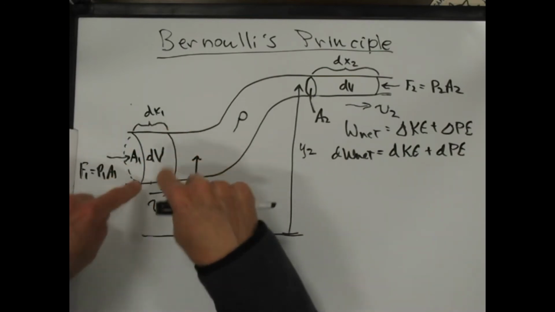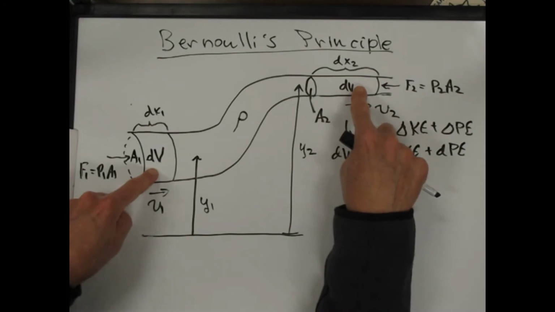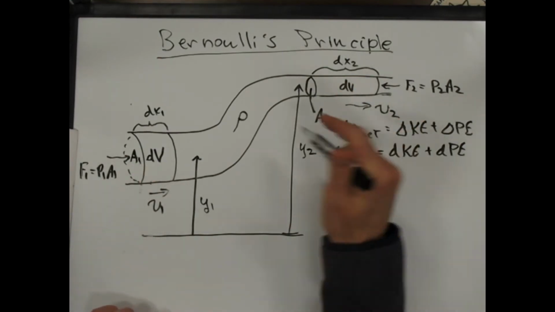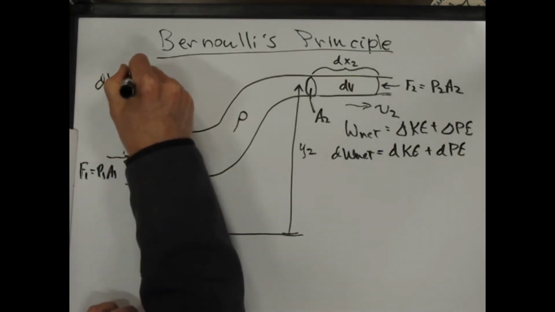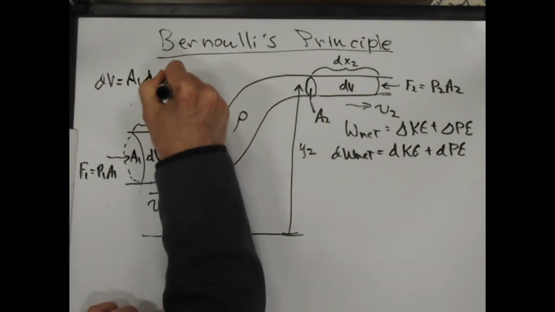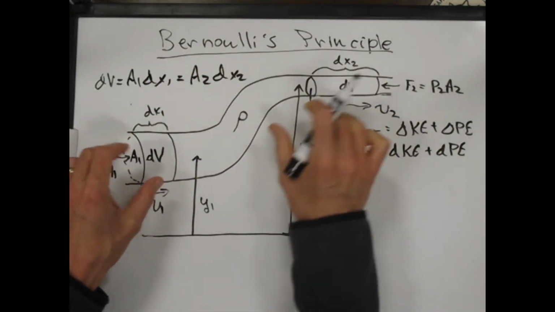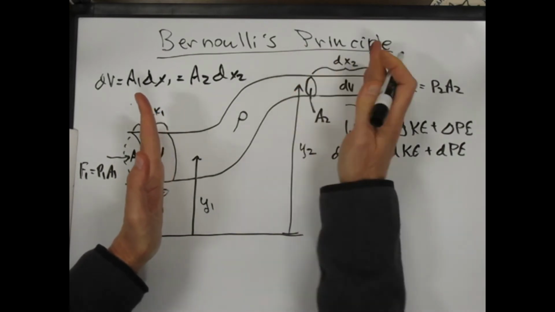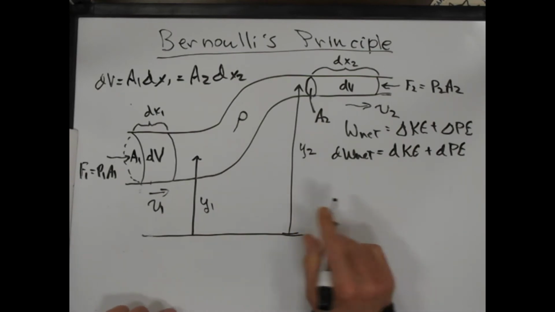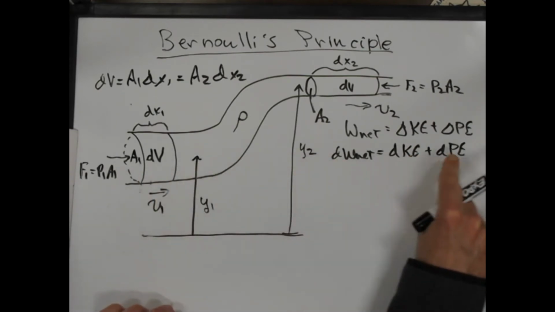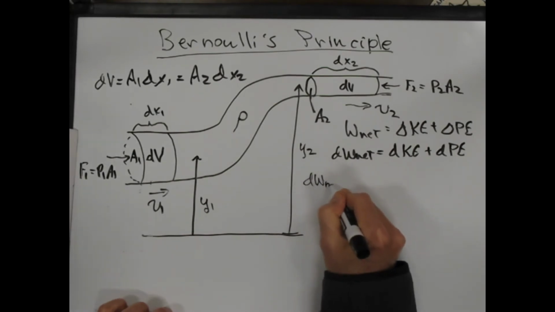Notice that this little section where it's moved at the bottom is dV, and that dV is also the same volume at the top. And we could say dV is equal to area 1 dx1, and that's equal to area 2 dx2. That is to say, these two volumes are the same. When this thing gets pushed up to here, the front end gets pushed out to here. Right? And so the first thing we're going to do is calculate these pieces one at a time. The first thing is to calculate dW net.